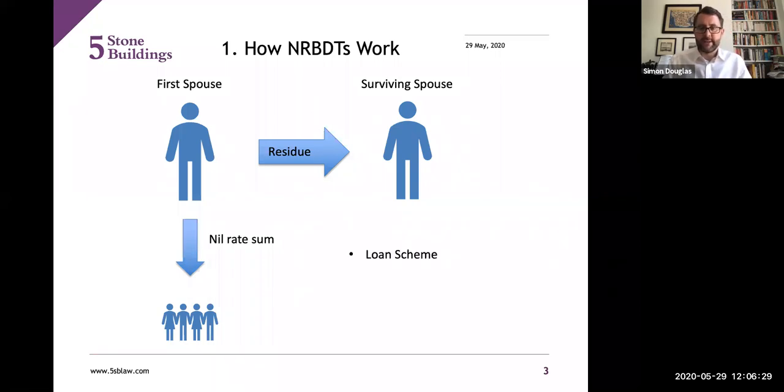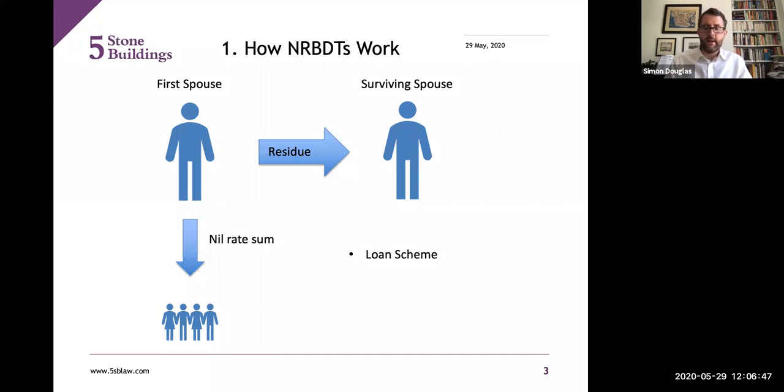They could enter into a loan scheme. The idea here is that the trustees of the discretionary trust would loan the nil rate sum to the surviving spouse. And that way the trust would be constituted not with the sum itself, but rather a debt from the surviving spouse.